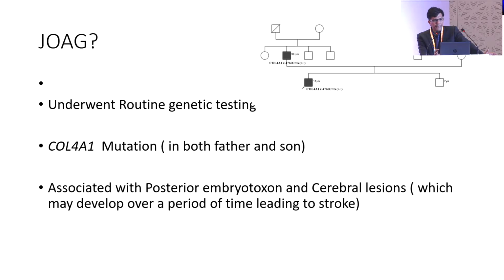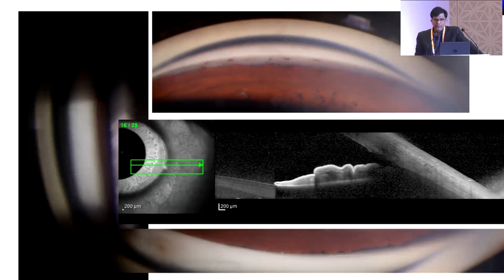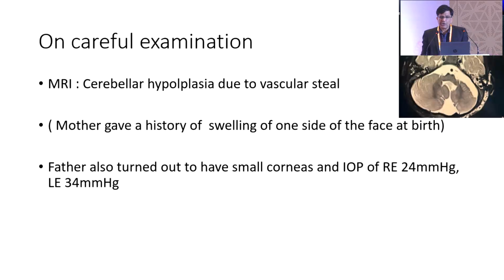Now this mutation is associated with a posterior embryotoxon and cerebral lesions, and when we examined the child carefully, we found that there was a posterior embryotoxon in this child. The COL4A1 gene is associated with Axenfeld-Rieger malformation and retinal tortuosity, but there was no retinal tortuosity in him. These children require repeated MRIs primarily because they have cerebral vascular malformations. And when we did his MRI, we did find that there were some changes in the cerebellum. The mother also gave some history that there was swelling on one side of his face when he was born, but obviously they attributed that to the birth trauma, probably because of the forceps delivery.